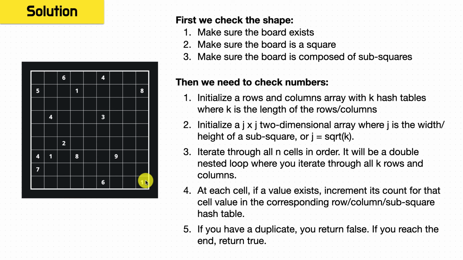If it is a duplicate, we return false, or if it's the first time we've seen it, we add this item to the row, column, and subsquare hash table to track it. If we reach the final item in the matrix, and there weren't any duplicates, then at this point, we know it's valid and we can return true.